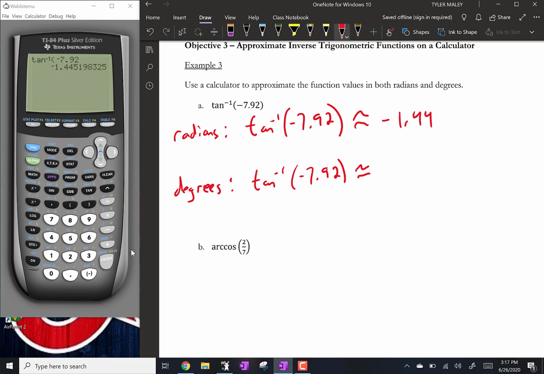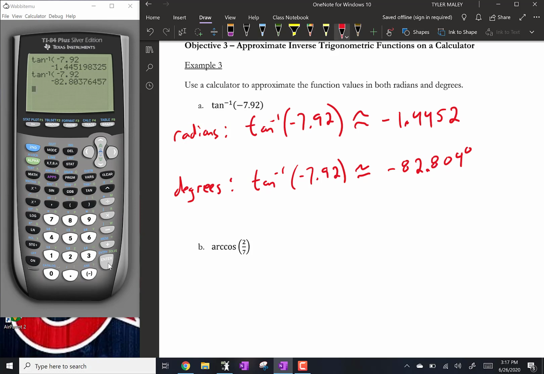Right, and then if I want to do the same thing in degrees, I just need to go to mode, switch that over to degrees, and then I'm just going to hit second enter. That'll just do the last entry, and that comes out to be roughly negative 82.804 degrees. I'll just do 3 decimal spots there. Right. So then same thing here.